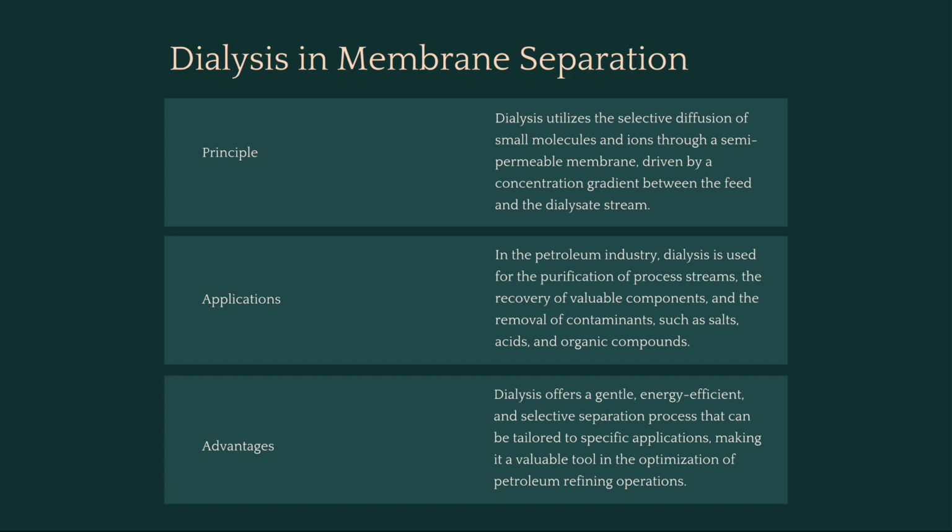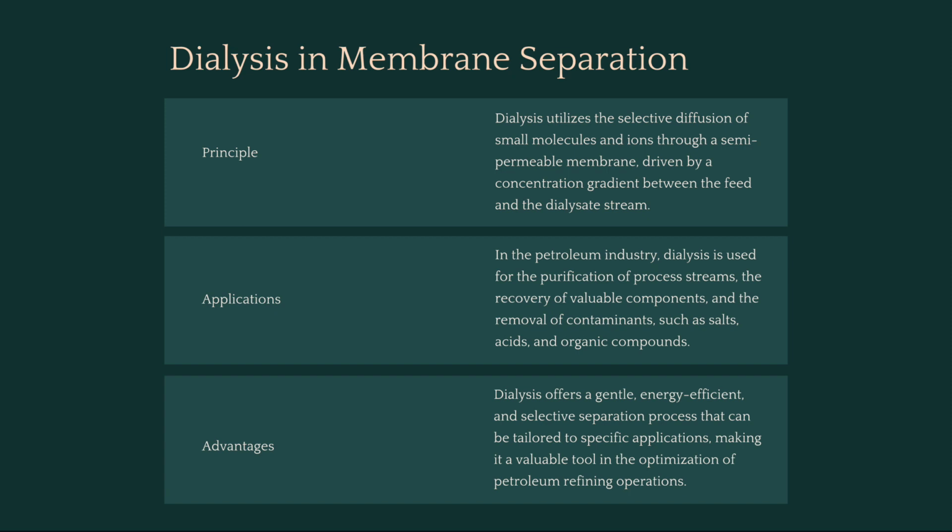Next is the application of dialysis and membrane separation. In the petroleum industry, dialysis plays a crucial role in the membrane separation process, primarily for purifying process streams, recovering valuable components, and removing contaminants. This method employs a semi-permeable membrane to separate different substances based on their molecular sizes and diffusivity.